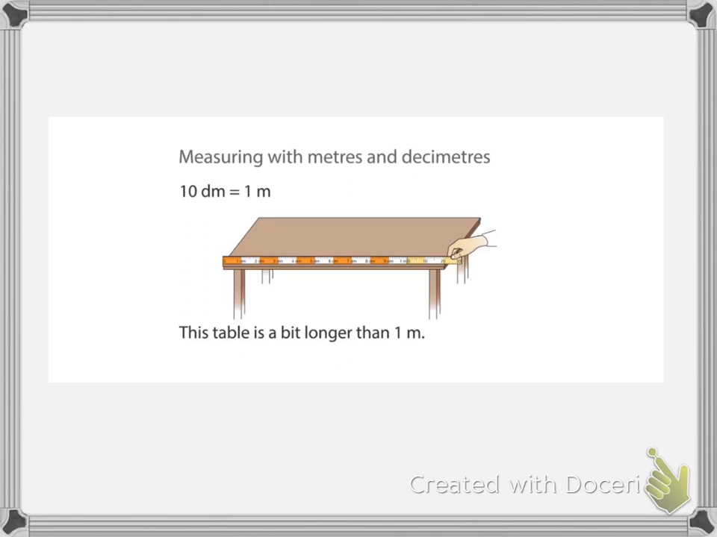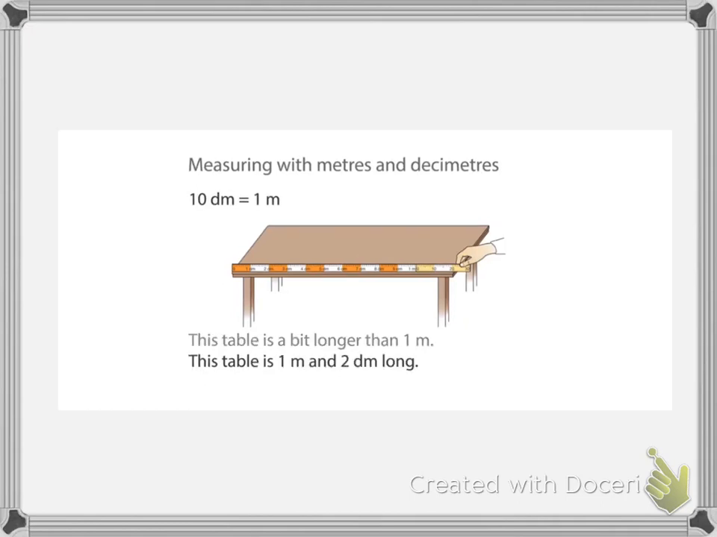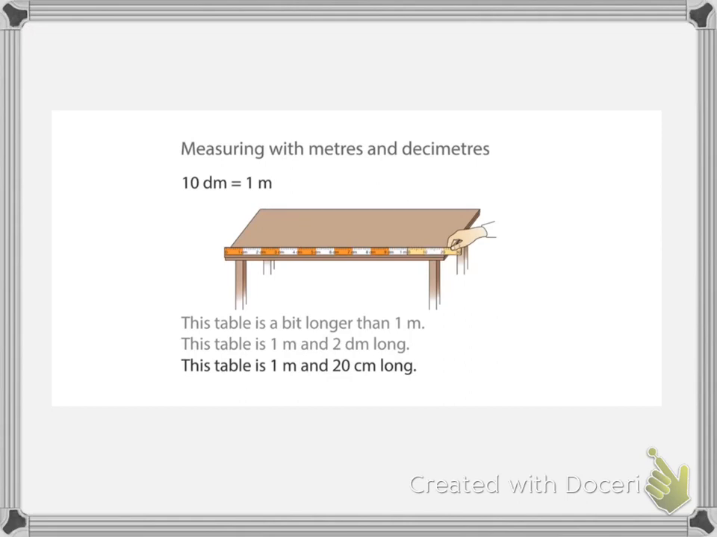We know that 10 decimeters is the same as 1 meter. We could measure this table in just meters, and we would say that it is about a meter long, even though it's a little bit longer than a meter. If we measured using meters and decimeters, we would say that the table is 1 meter and 2 decimeters long. We also know that 10 centimeters is the same as 1 decimeter, so you could even measure in meters and centimeters, saying that the table is 1 meter and 20 centimeters long. Either one would be more precise than rounding off to the nearest meter.